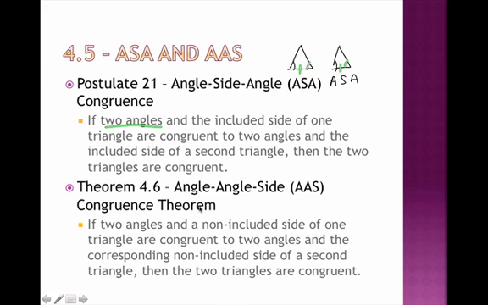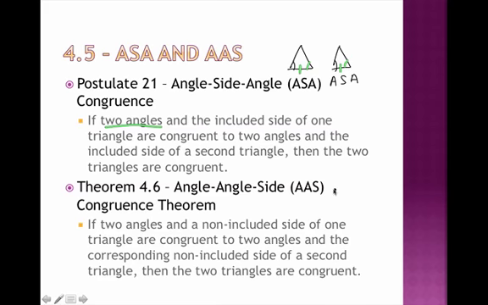Now we have another theorem, angle, angle, side. And it's just what you're probably already thinking. We're going to have two angles in a row and then a side. If you notice, here we had angle, side, angle. That's how it was laid out. Now it's angle, angle, side. So it says if two angles and the non-included side of one triangle are congruent to two angles and the corresponding non-included side of a second triangle, then those two triangles are congruent.